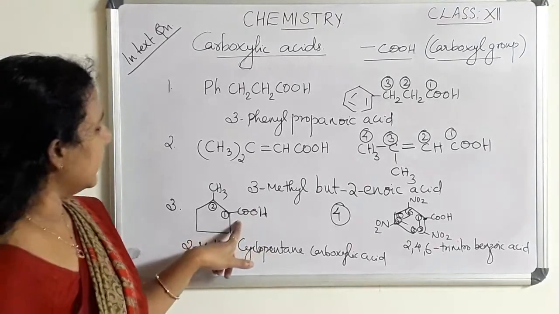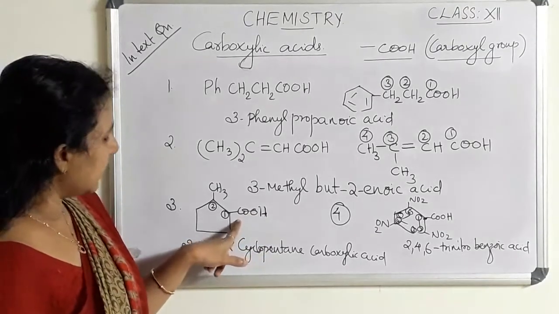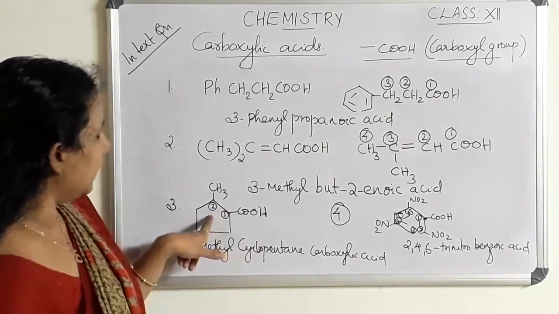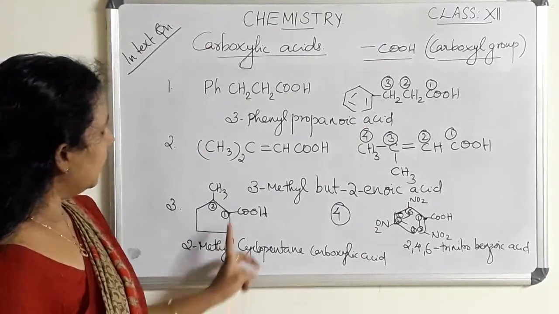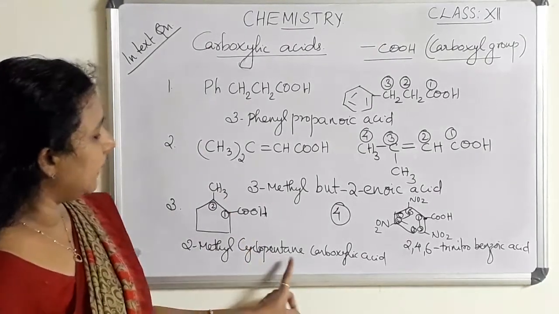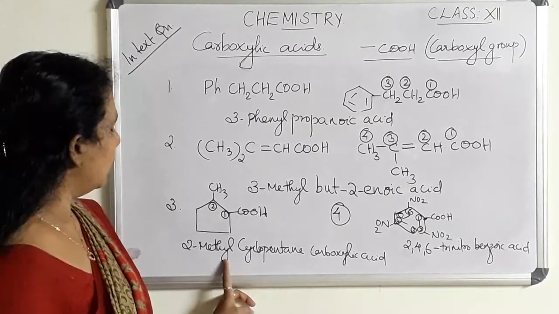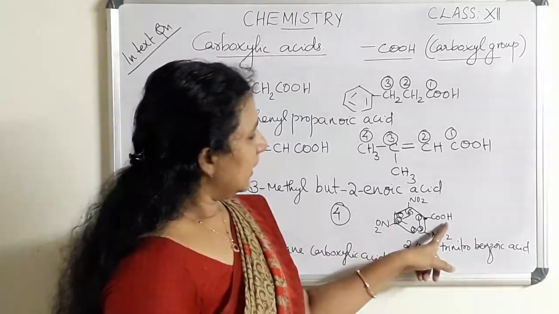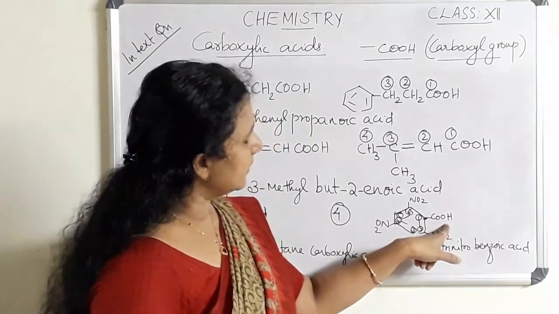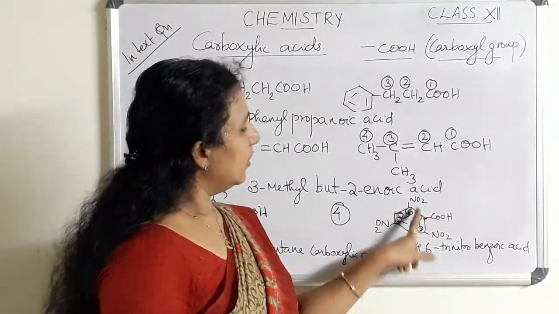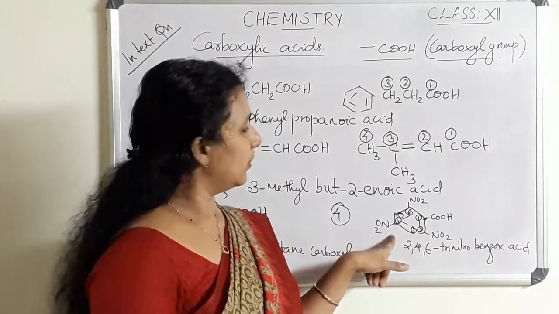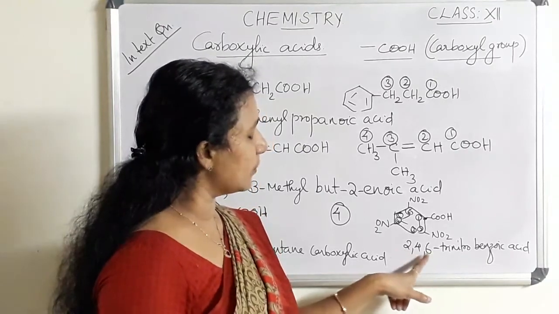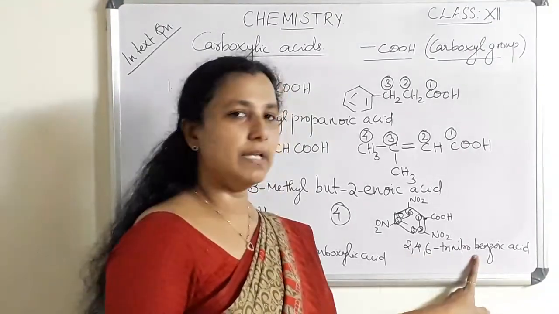Then the third one is an alicyclic compound. It's an alicyclic compound, a cyclopentane derivative. It is a cyclopentane carboxylic acid with a methyl group as a substituent. So it is 2-methyl cyclopentane carboxylic acid. And the fourth one is a benzoic acid derivative, a derivative of benzoic acid with 3 nitro groups, in the second, fourth and sixth positions. So it is 2,4,6 trinitro benzoic acid.